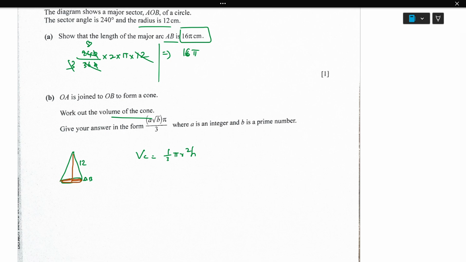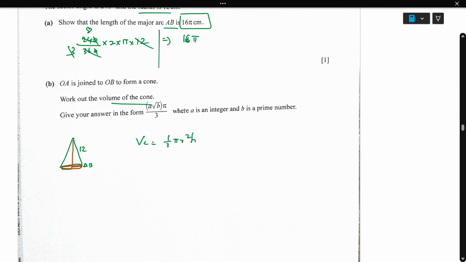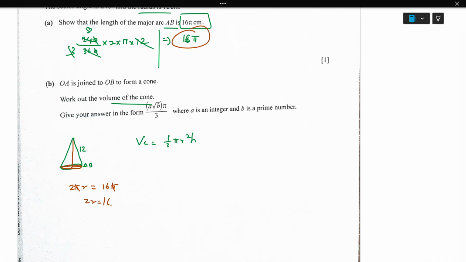So the radius is going to be, this entire circle is the length of this arc, because we just connected A and B, so this full thing is going to be the circle now. So 2 pi r equal to 16 pi, which we already found in the previous part. Now pi and pi get rid of, 2r equal to 16, r equal to 8. So we got the radius. Then we'll find the height.